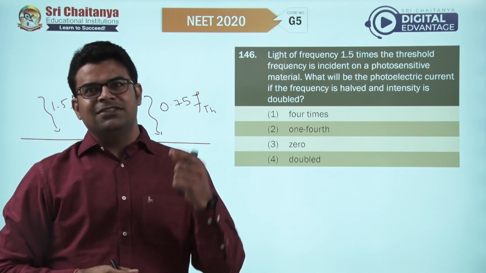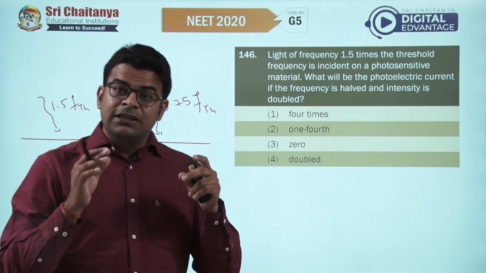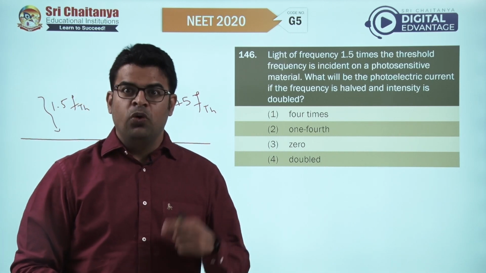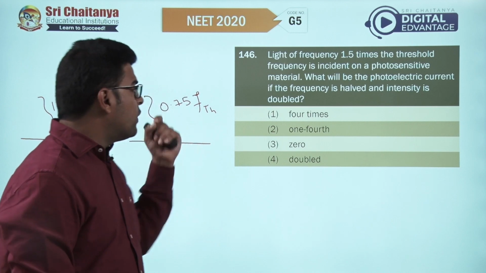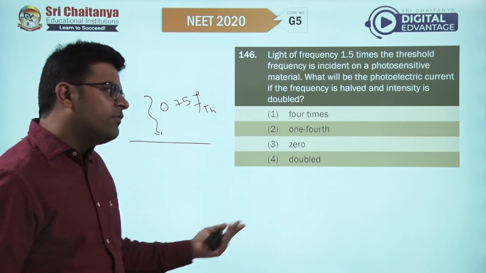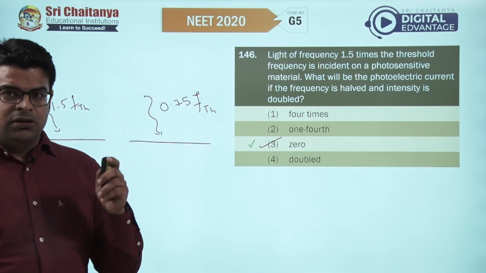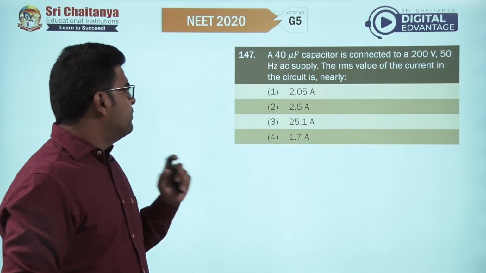Since the frequency is less than the threshold frequency, it won't be able to eject out electrons. So, despite doubling the intensity, no electron will come out. And since no electron will come out, what will happen to the photoelectric current? It will drop to 0. So, the correct answer is option 3, which is 0. So, let us move on to the next question.